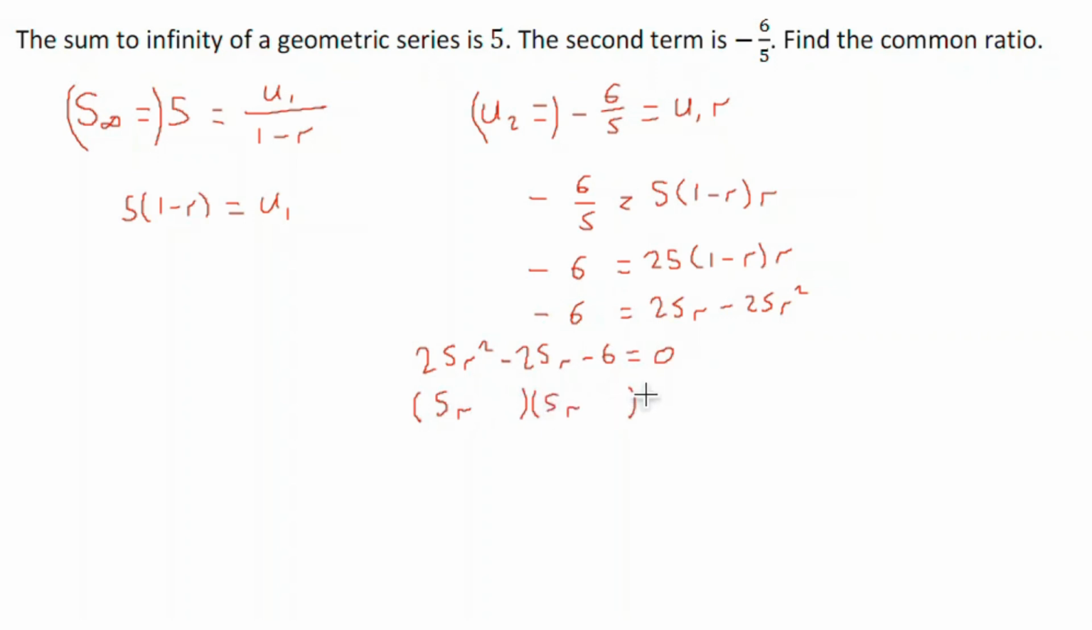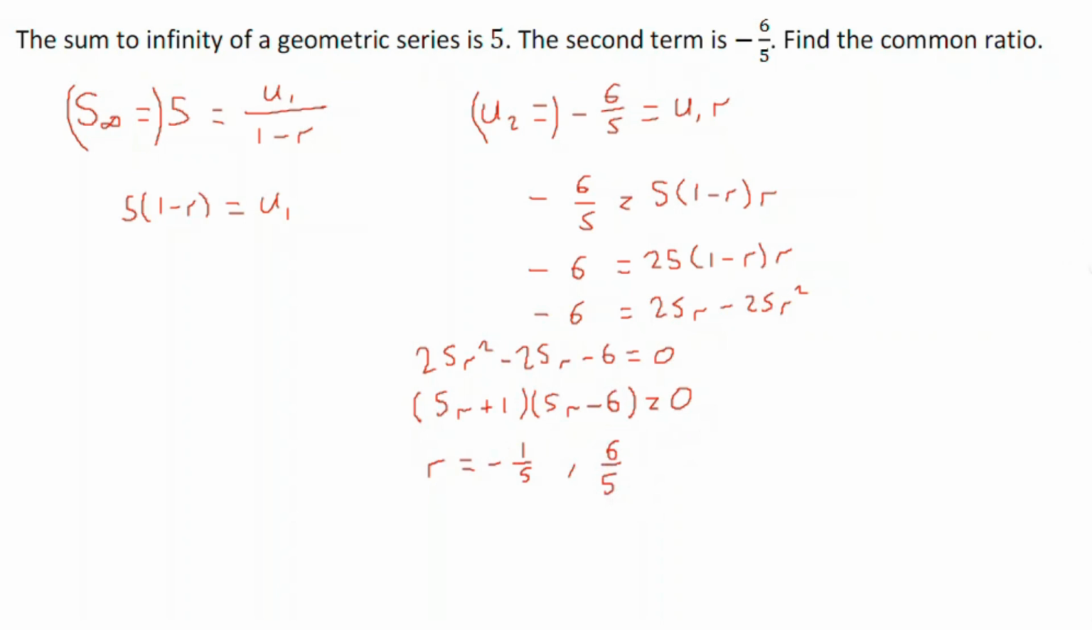5r times 5r gives us 25r squared, and then our options for minus 6 are either 2 and 3 or 1 and 6. We want to get to minus 25. 5 times 6 is 30, so that seems like a good starting point. So 5 times minus 6 is minus 30, and then plus 1 times 5 would get us minus 25r's. This tells us that r is equal to negative 1/5 or 6/5.